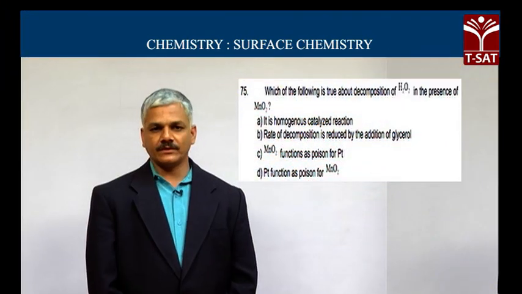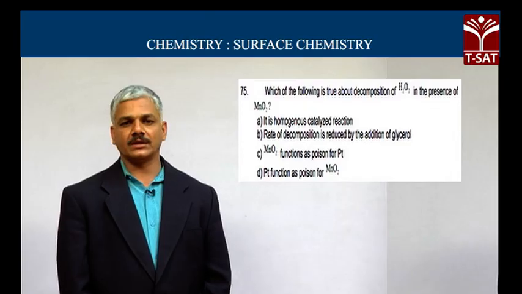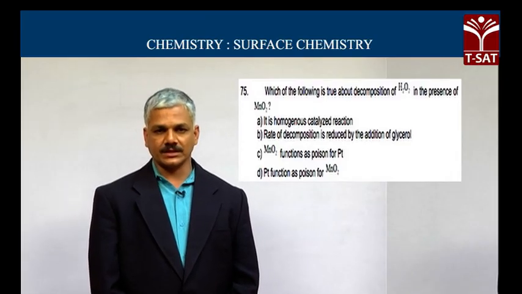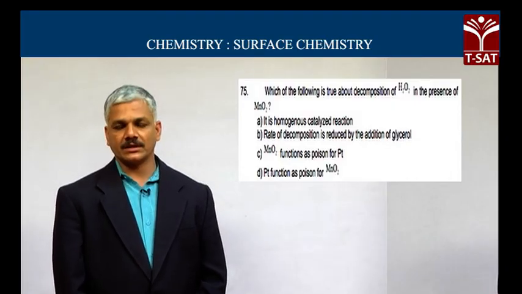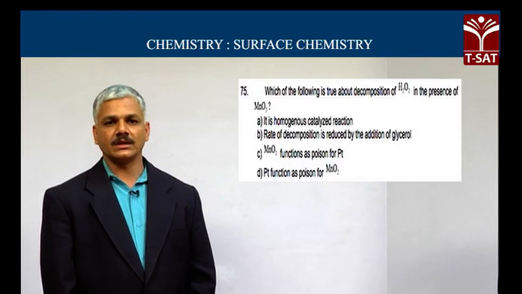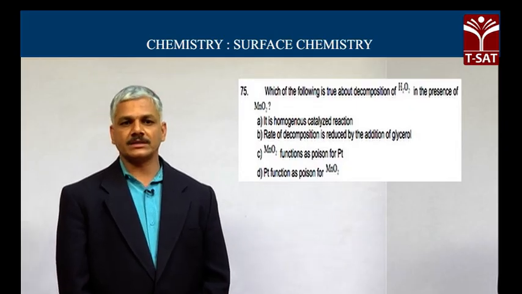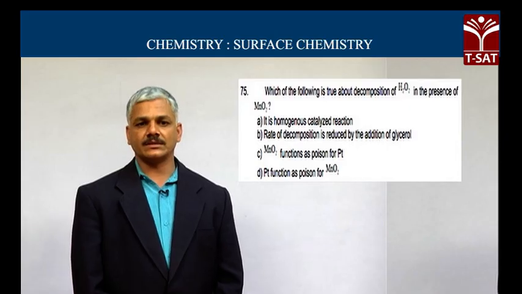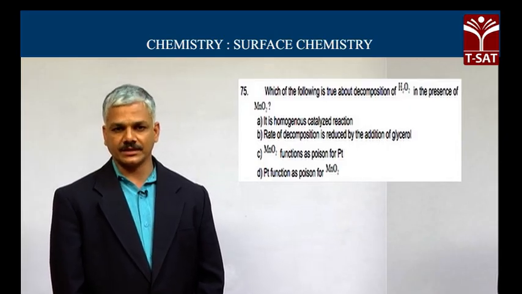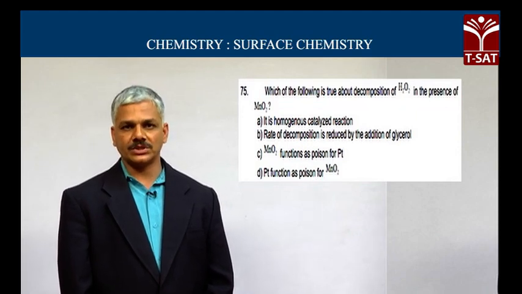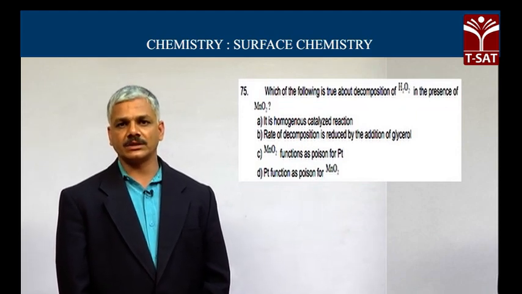75. Which of the following is true about decomposition of hydrogen peroxide in the presence of manganese dioxide? Given options are: it is a homogeneous catalyzed reaction; rate of decomposition is reduced by the addition of glycerol; manganese dioxide functions as a poison for platinum; platinum functions as a poison for manganese dioxide. Correct option is B. Rate of decomposition is reduced by the addition of glycerol.